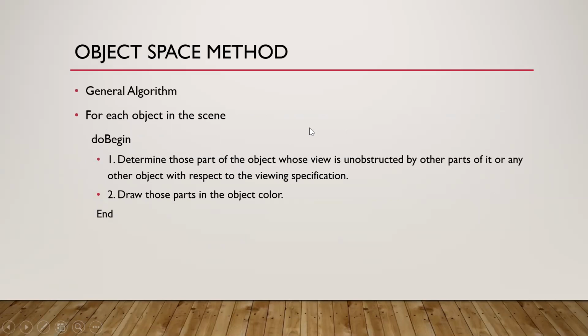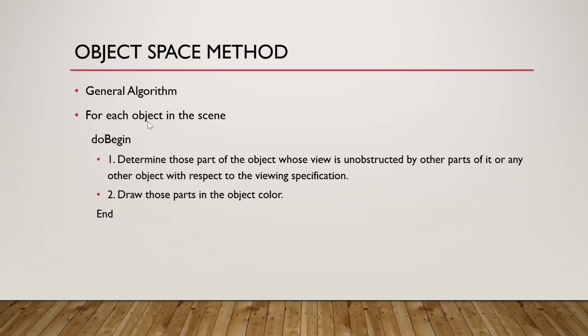So this is a general algorithm which you can see as the object space method. For each object in the scene, you're going to determine the part of the object whose view is unobstructed by other parts of it or any other object with respect to the viewing specification. As I told you before, you're going to take parts of the object and check whether they are obstructed by its other parts or by parts of other objects, and you only have to paint the object parts which are not obstructed by any other parts.